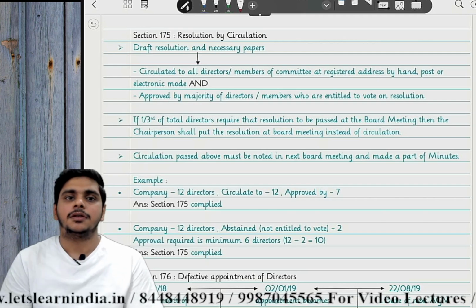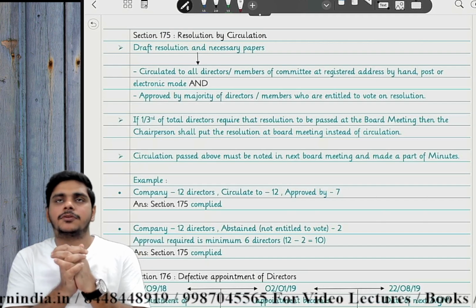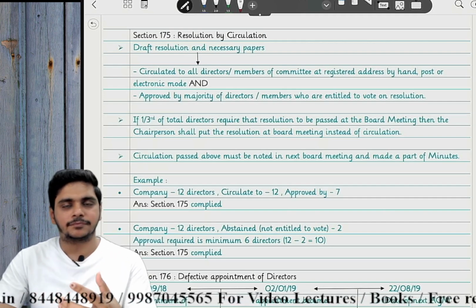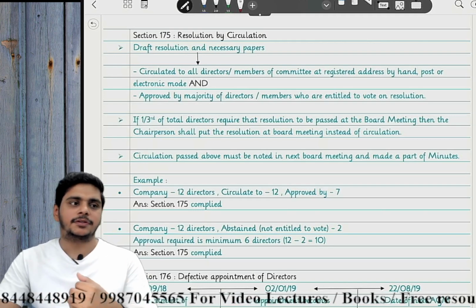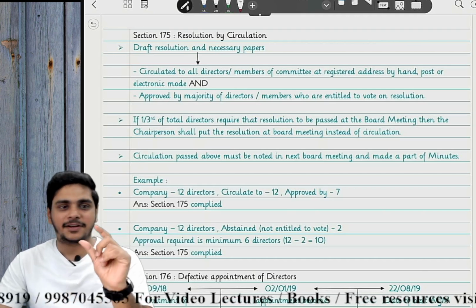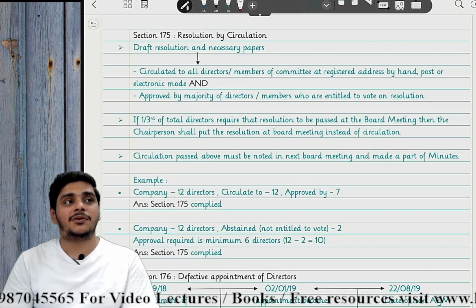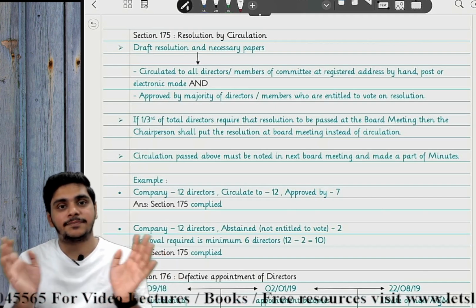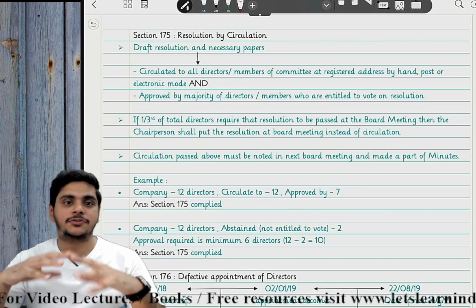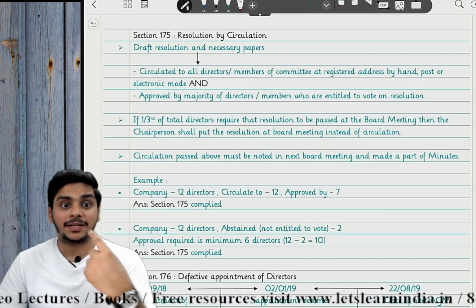Resolution by circulation. Now let me make you understand the concept, what exactly it is. Practically, whenever a company wants to take any decision, the board will meet, then they will take a decision, they will arrange for the food, the chairs, the tea, coffee, all those things will be arranged. So we need to do a lot of arrangements. Rather than calling the directors and making so many arrangements, it's better you send a draft resolution to the directors' homes. When you send a draft resolution to the directors' homes, it is called resolution by circulation.